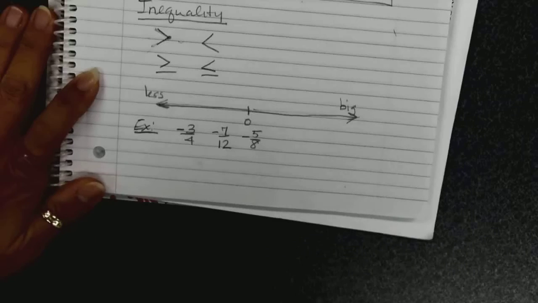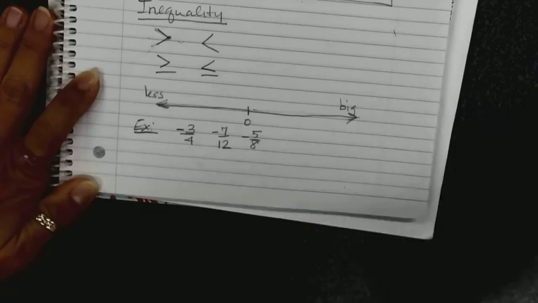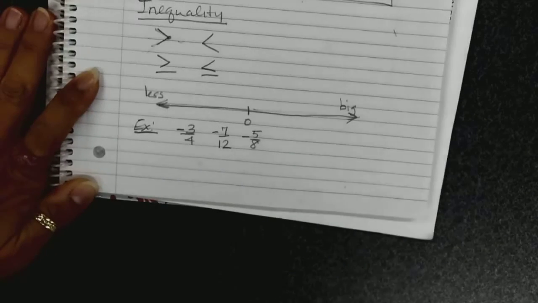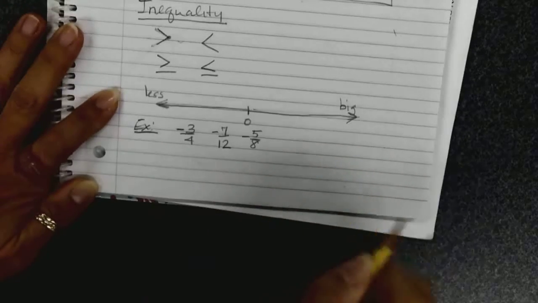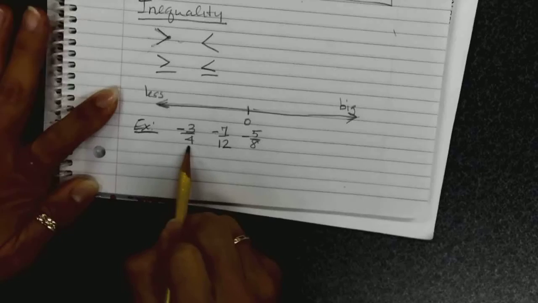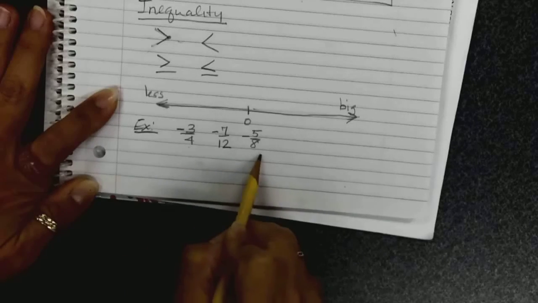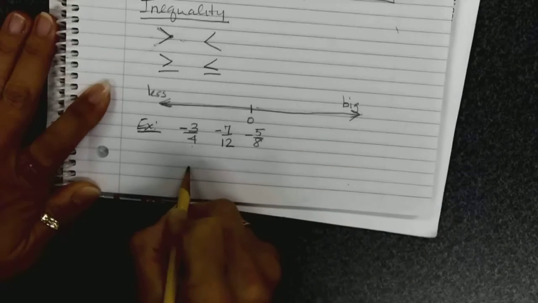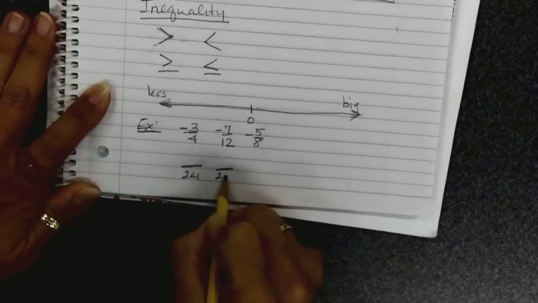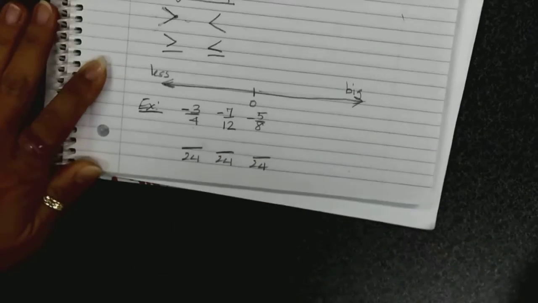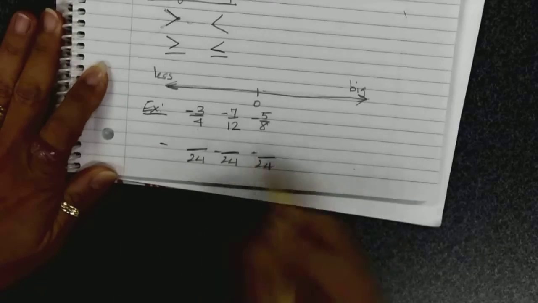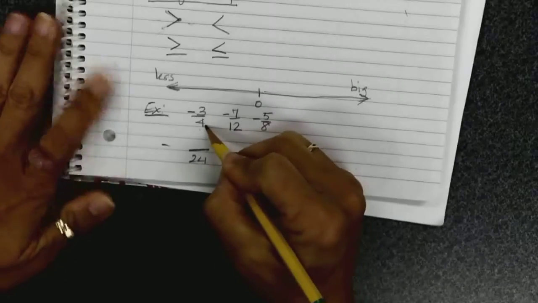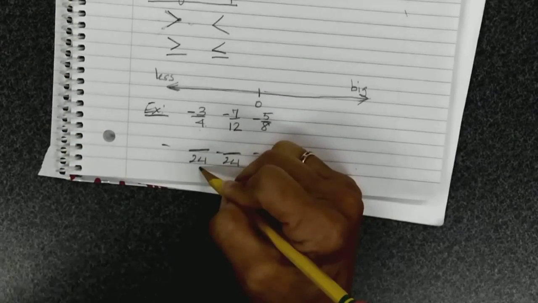What will be the easiest thing to do to compare these three? Yes, ma'am. Thank you. Let's find a common denominator. So, look, what's the common denominator between 4, 12, and 8? 24. So we're going to do 24, 24, 24, right? And they're all negatives, right? All right. What times 4 gives me 24?